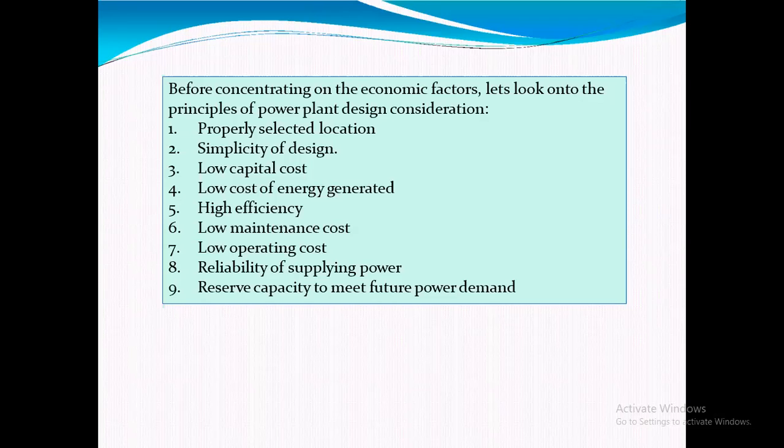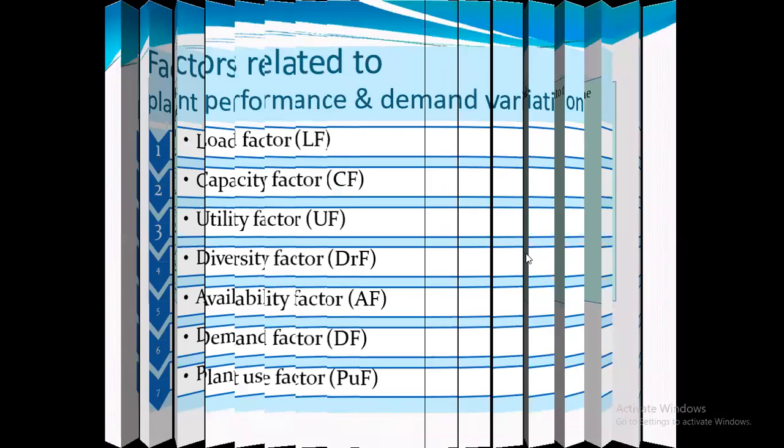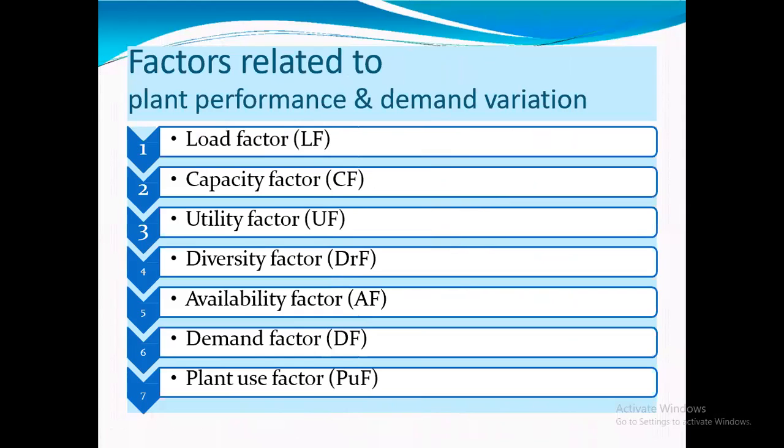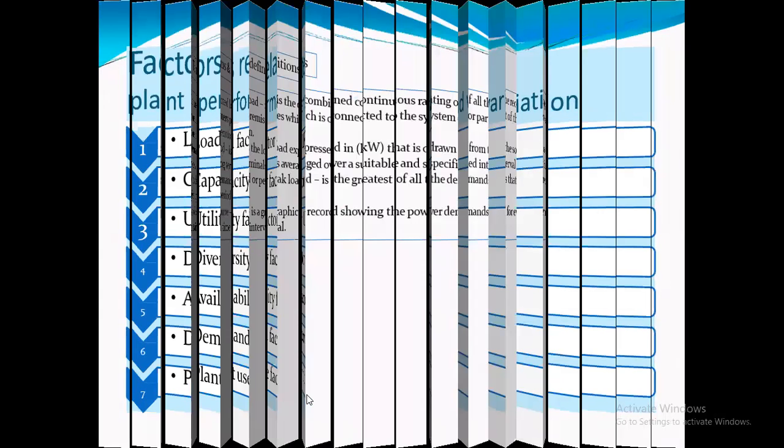Moving towards the next slide. Up till now, if you have any kind of query, please feel free to discuss. Okay, now comes factors related to plant performance and demand variation. Number one is load factor, capacity factor, utility factor, diversity factor. These are the main things, and they have their own typical formulas. Availability factor, demand factor, plant use factor. These are the main features.